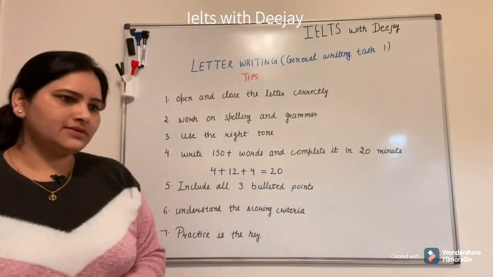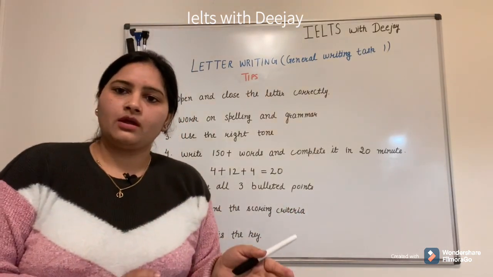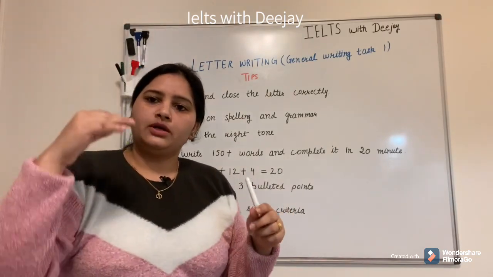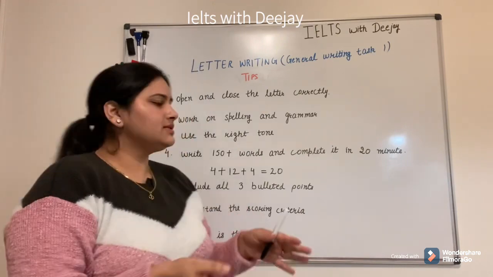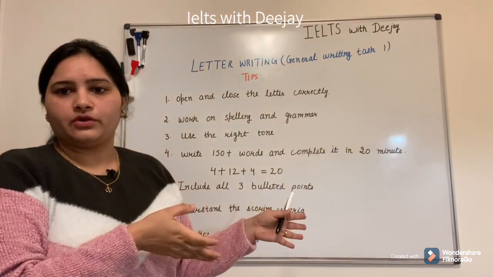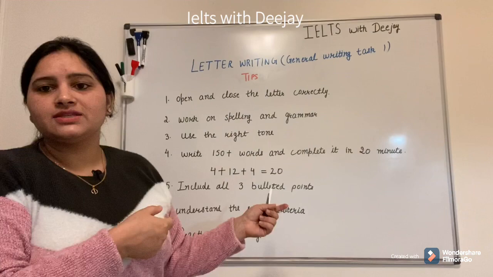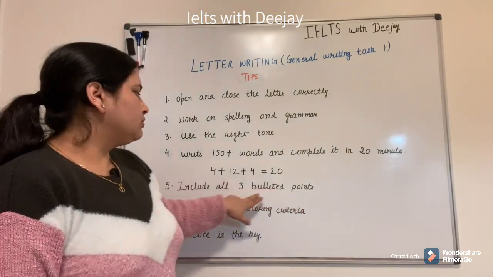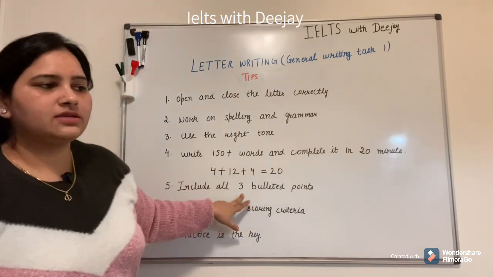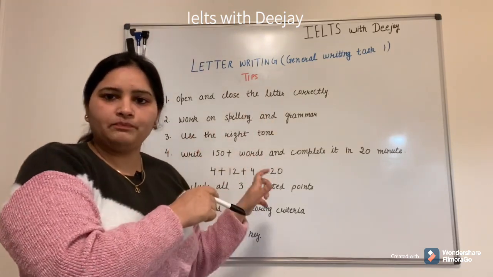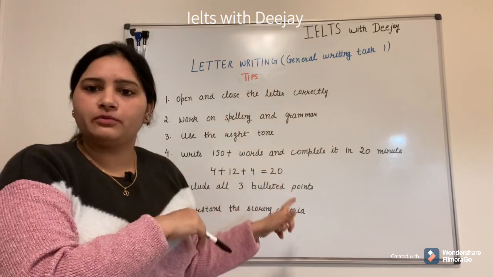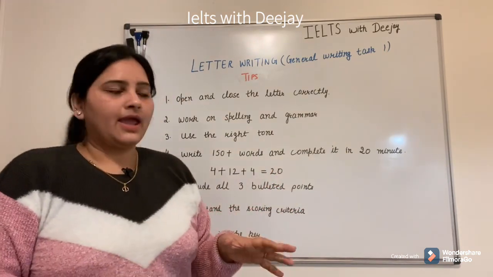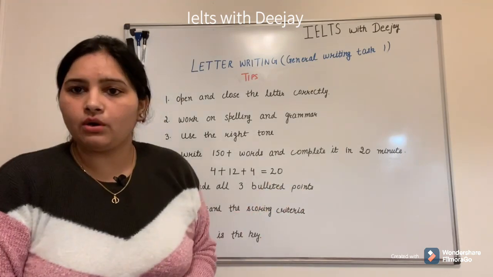Sometimes what students do is they do the planning, but while they are writing, they omit some bullet point because their word count is increasing. So what happens is they leave one bullet point. So there are chances you will be penalized. This is a must. So you have to include all 3 of them. That is why I suggest that you should make a different paragraph for each bullet point. So it will be easy for you to understand and to check that you have included all of them.